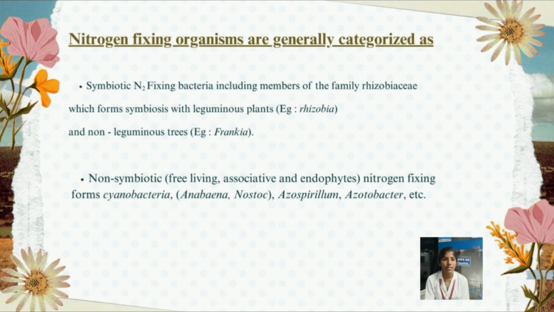Nitrogen fixing organisms are generally divided into two categories. The first group is symbiotic bacteria, such as members of the family Rhizobiaceae, which form associations with leguminous plants like Rhizobia, and also with some non-leguminous trees, for example, Frankia.